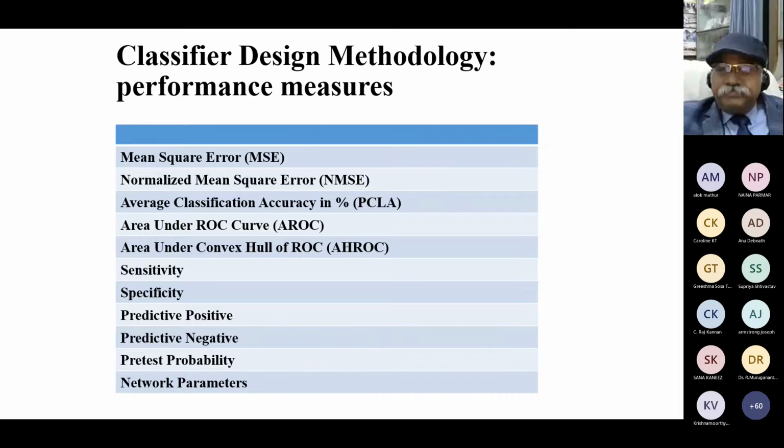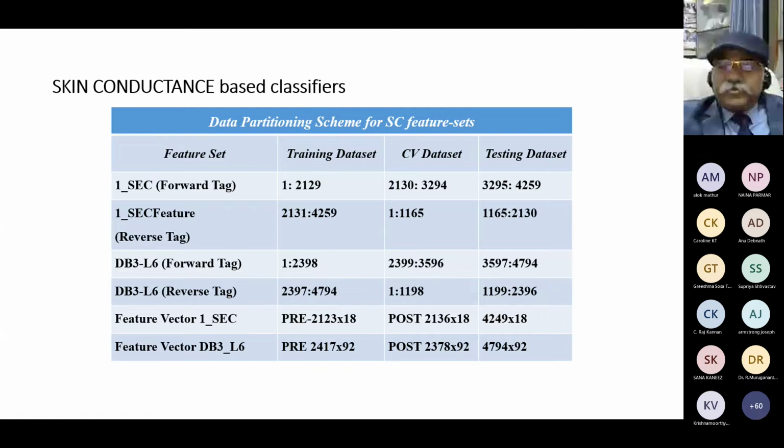Classifier design methodology, what are the performance measures? These are the performance measures used here: mean square error, normalized mean square error, average classification accuracy, area under ROC curve. So you have to involve as many performance measures as you can. Which parameter can give you the depth of your analysis is not known. So all possible. Although it's only a two-state classification problem, and the solution is also designed for that, you have so many parameters for analyzing.